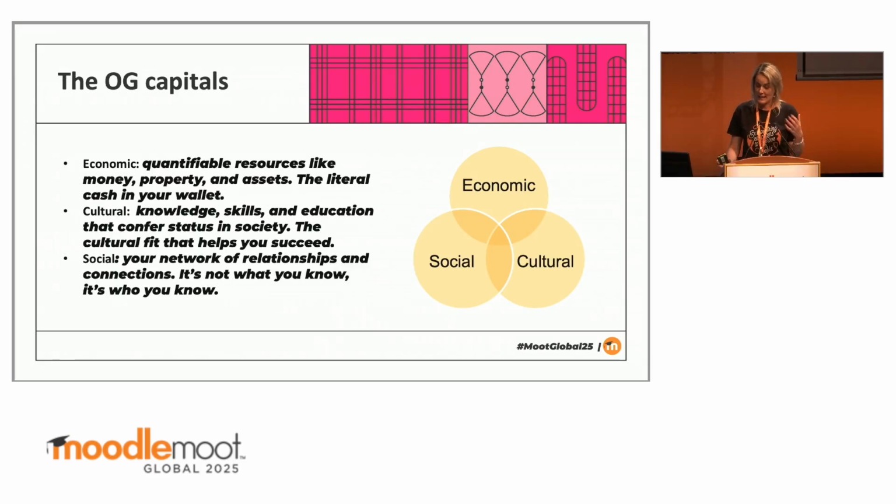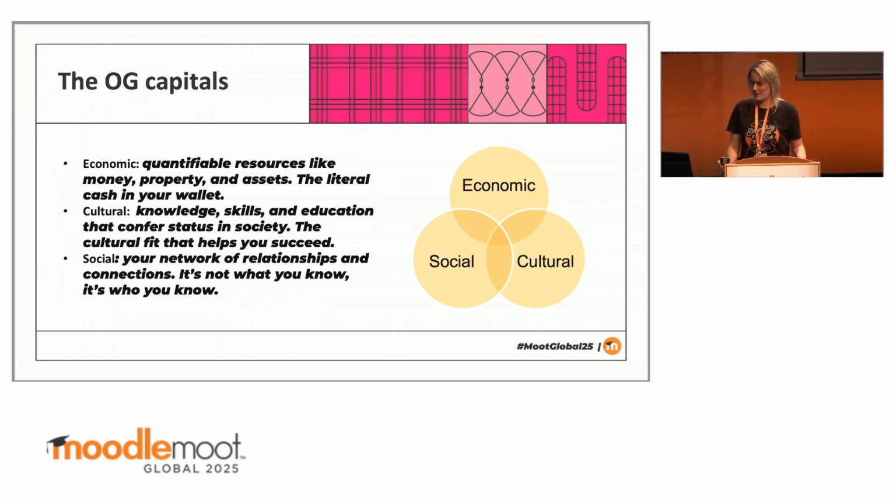Economic capital is essentially the literal cash in your wallet. It's how much money you have, how many assets you have. Cultural capital is the knowledge, skills, and education that confer status in society. So we might think of that as the kind of cultural fit you need to succeed. And social capital is about your network and connections. This is the old adage that it's not what you know, it's who you know.